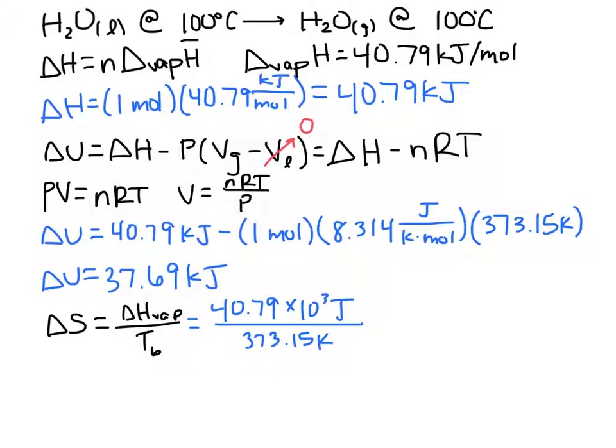For this part of the problem, our delta S expression is delta H over temperature. So we plug in our values and we end up with a delta S of 109.3 joules per Kelvin.